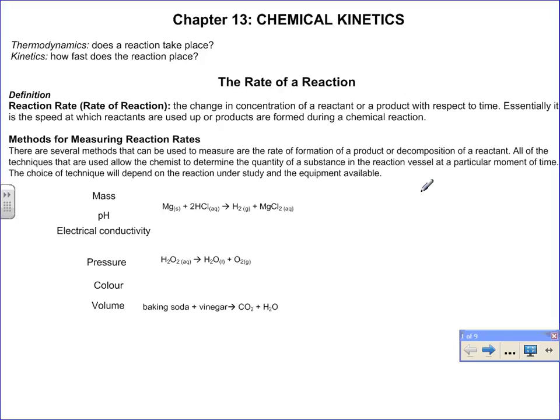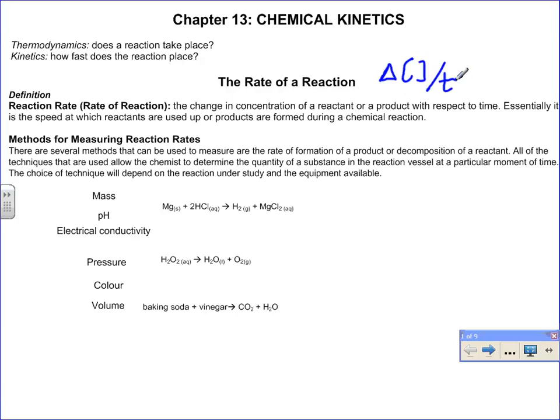When we're studying kinetics, what we need to use is the rate of reaction. And the definition of rate of reaction is the change in concentration of a reactant or product with respect to time. So it's the change in the concentration as a function of time. So this is much like other relationships you've seen in physics, like the change in distance over time is the velocity, or the change in velocity over time is the acceleration.